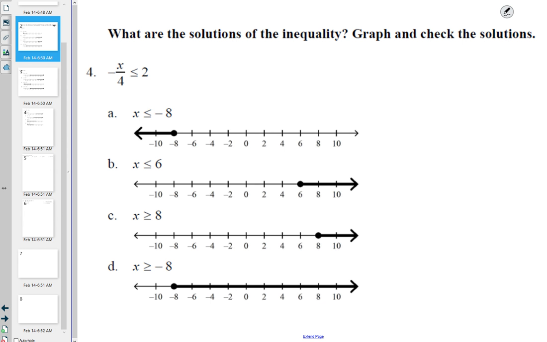These are all just one step, but in order to get x by itself, what do I have to get rid of? Not how, but what do I need to get rid of?